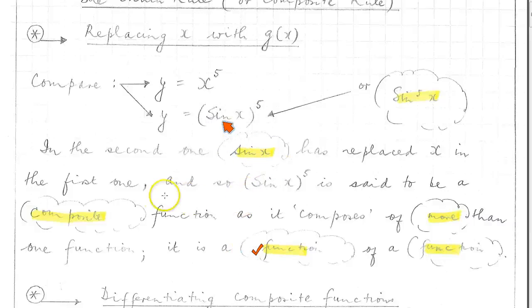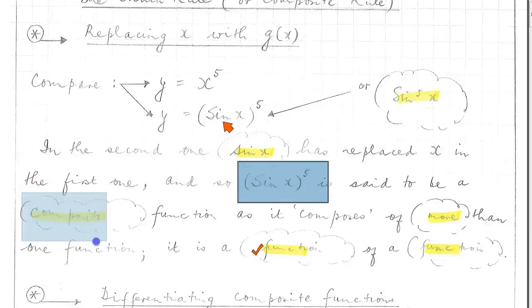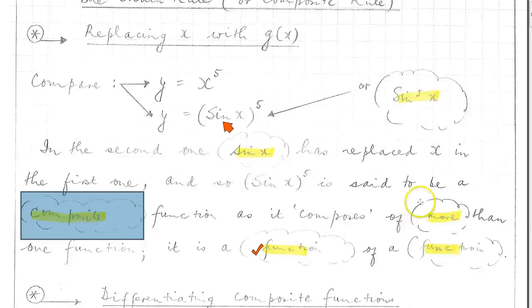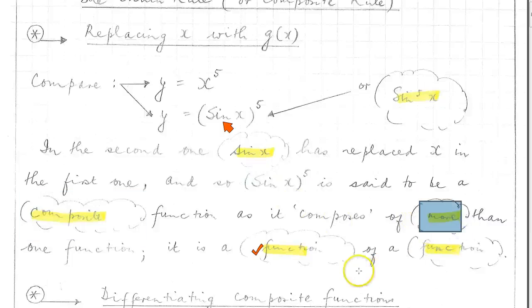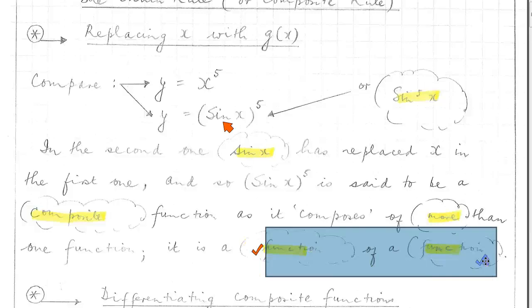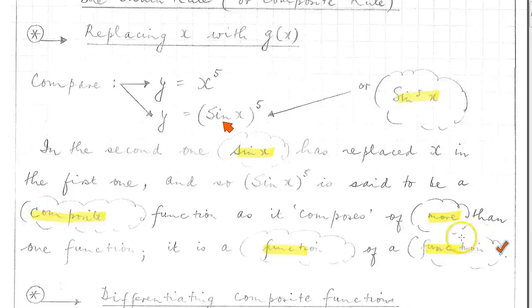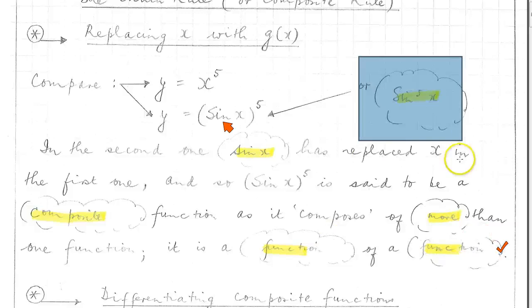And so sine x to the power 5 is said to be a composite function, as it is composed of more than one function. It is a function of a function. Note as well that I've also shown you another way of writing sine x all to the power 5. That's the sine x that's raised to the power 5, not just the x. That is also written as sine to the power 5 x, with a 5 in between the sine and the x. That's just the way we write it.